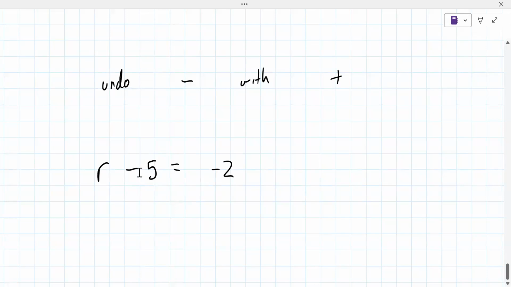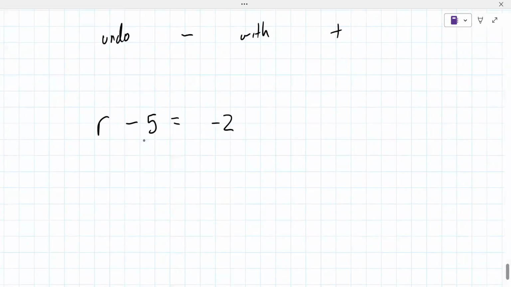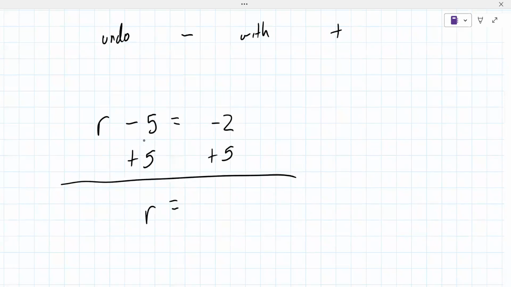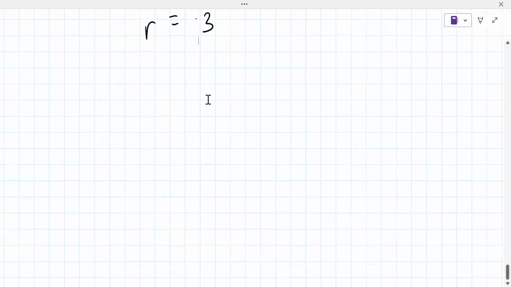So the next thing is that you undo subtraction with addition, of the variables, like r minus 5 equals -2. On the side with the variable, you're subtracting by 5, you undo with plus 5. R equals, what would that be? -2 plus 5. That'd be +3. Good. And just like the previous examples, it could be that the variable is on the right.